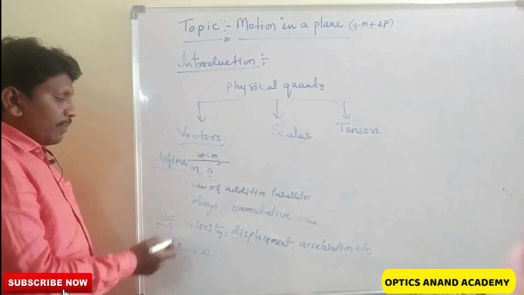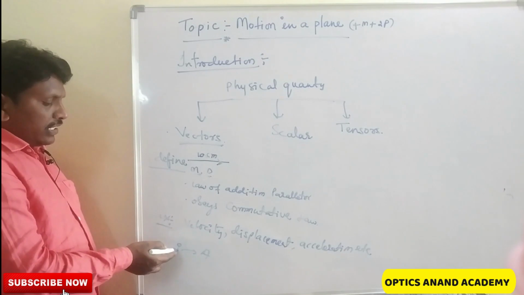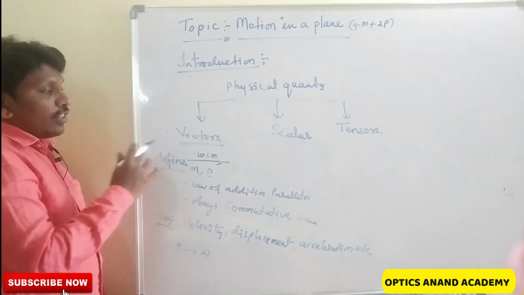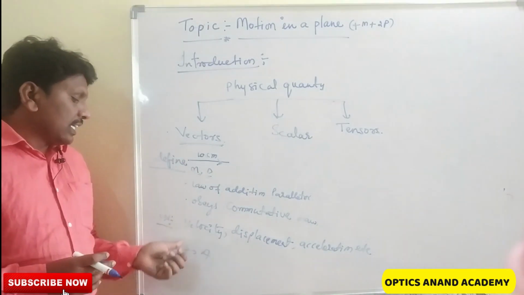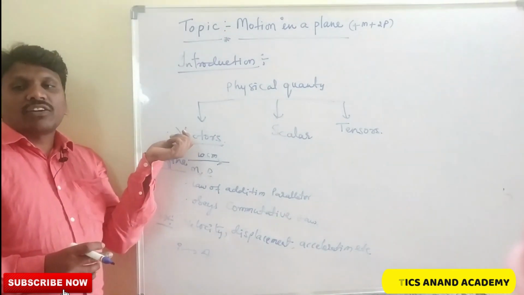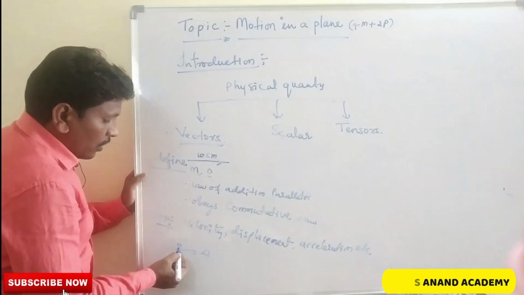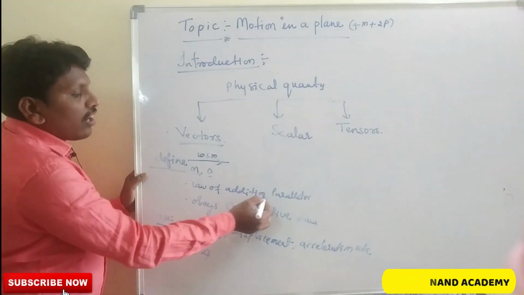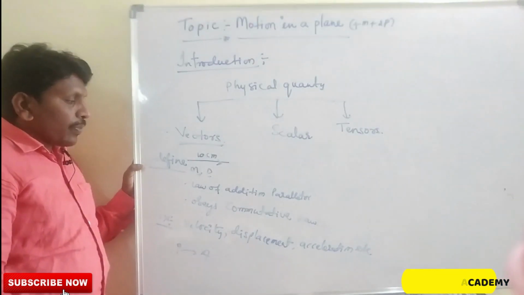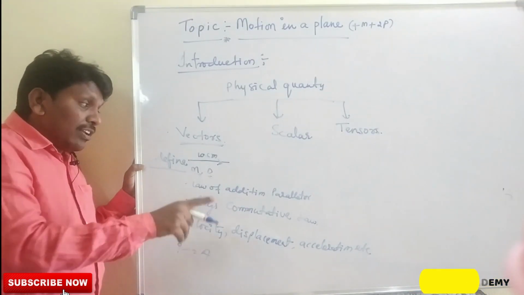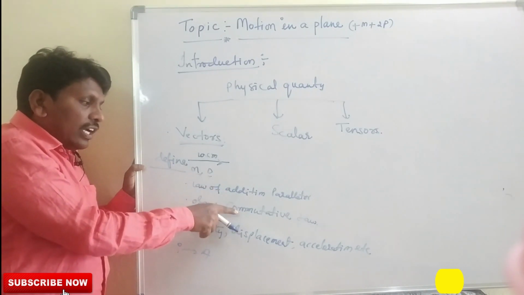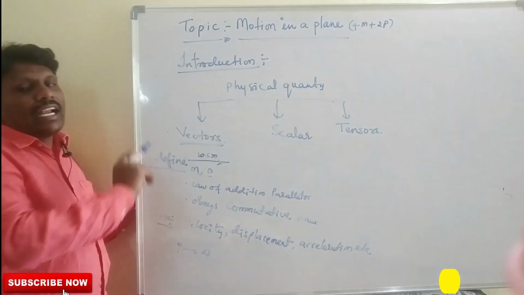Current also has a particular magnitude and direction, because current flows in a single direction. Even so, we never call current, which is measured in amperes, a vector quantity, because it does not obey the parallelogram law of addition and does not obey the commutative property. Even a physical quantity having both magnitude and direction, if it does not obey these two laws, can never be called a vector.